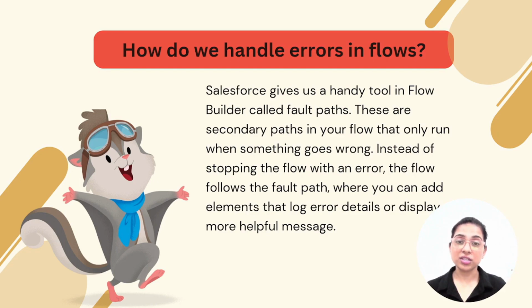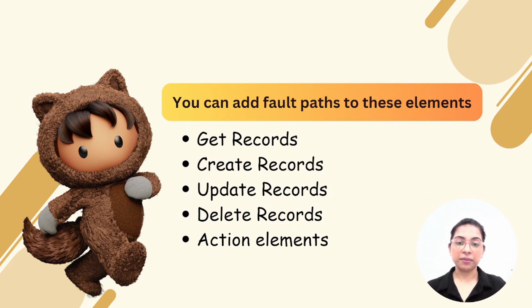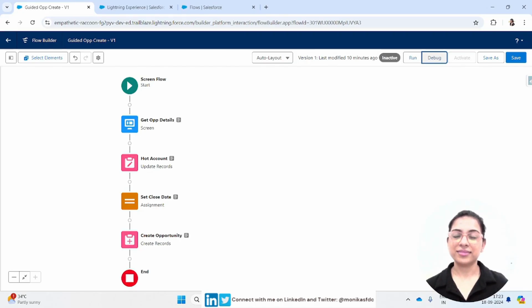Now the next question is, where can we actually add fault paths? Fault paths can be added in the following elements: Get Records, Create Records, Update Records, Delete Records, and Action elements. These are the 5 elements for which we can use a fault path to show the user a meaningful message, to show them the error details, to show them how it can be fixed, or if you just want to show them a message saying to contact our administrator or our support team, you can do that, right?